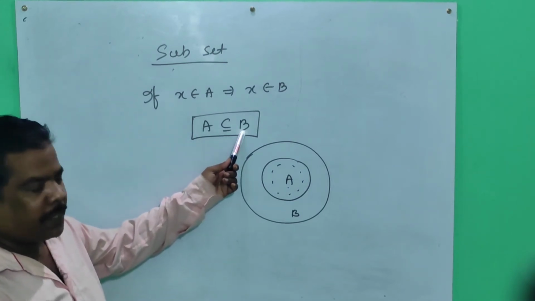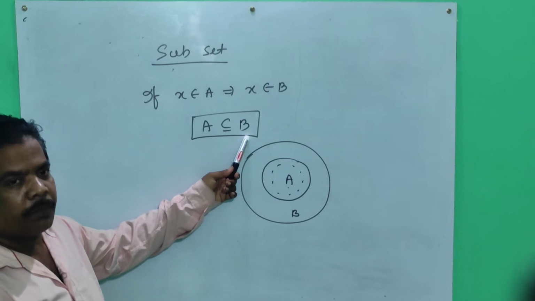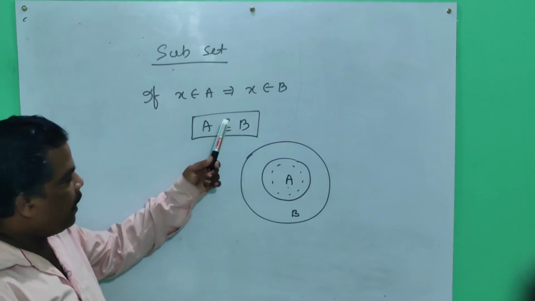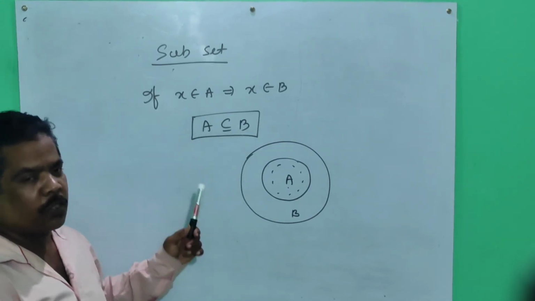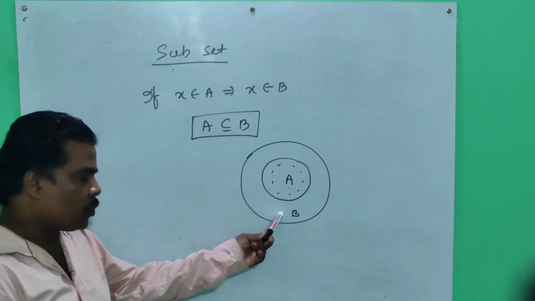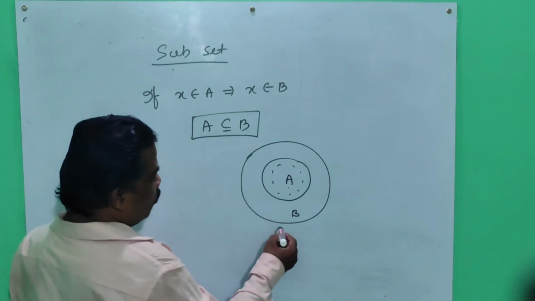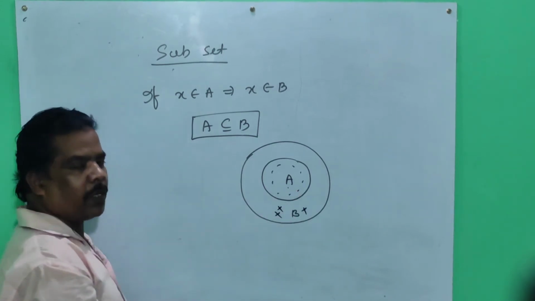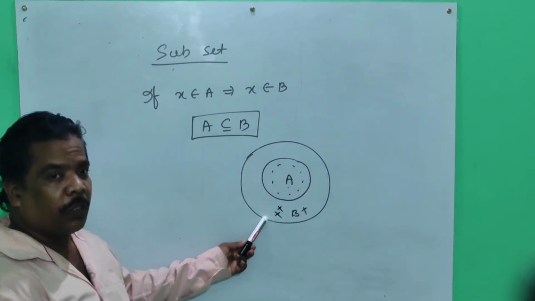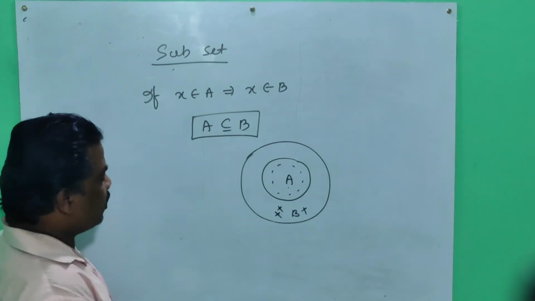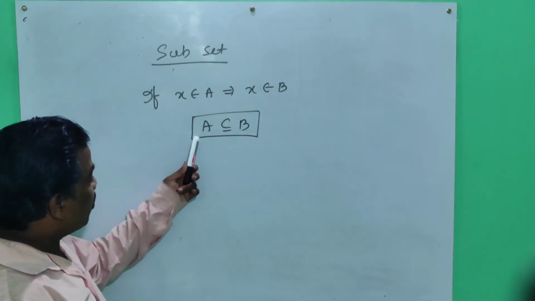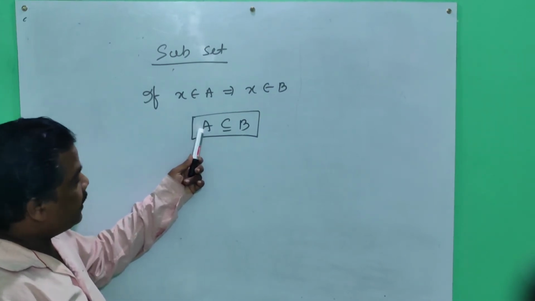So A is a subset of B means if x belongs to A, then x belongs to B. If x does not belong to A, then x may or may not belong to B. If x does not belong to B, then x does not belong to A. In the case of a subset, if x belongs to A, then x must belong to B. But if x belongs to B, we cannot say that x belongs to A; it may or may not.